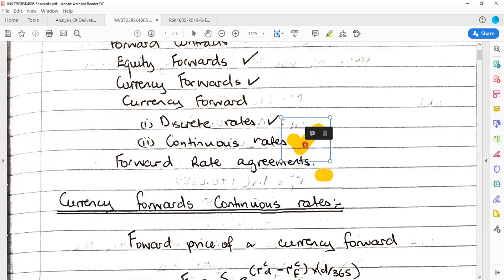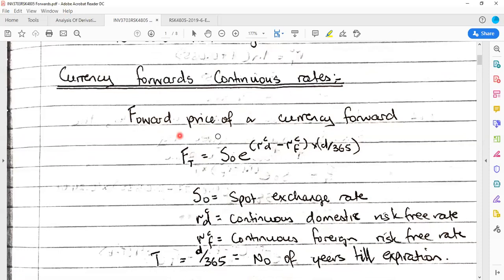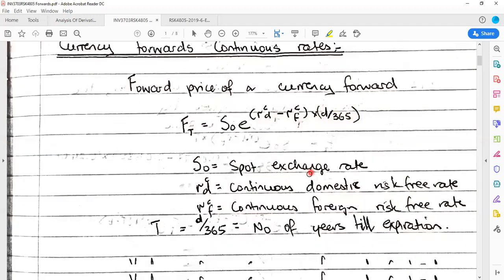The example that I want us to look at is an example from a past exam paper, right? But before we do that, if you want to determine the forward price of a currency forward contract, you use this formula right here. I think we talked about it last time. Remember, this part can be T, where this is the time in years. Remember, we always change our time to years. S0 is the spot exchange rate. RDC is the continuous domestic risk-free rate. RFC is the continuous foreign risk-free rate. And D over 365 is the number of years until expiration. So we put this in years.